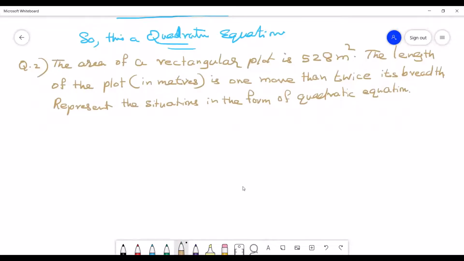In the second question, the area of a rectangular plot is given as 528 meters square. The length of the plot in meters is 1 more than twice its breadth. And the question is asking us to represent the given situation in the form of a quadratic equation.